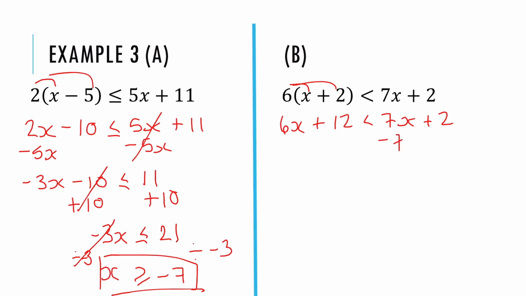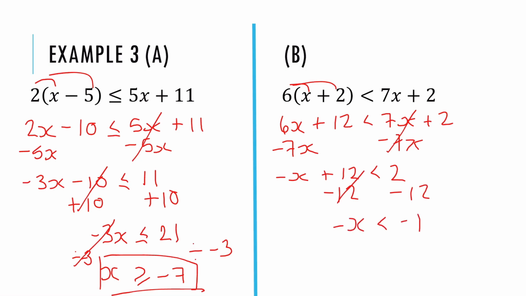I'm going to subtract that away from each side, which leaves me with negative x plus 12 is less than 2. 12 is adding the x term, so I'm going to subtract 12 from either side, leaving me with negative x is less than negative 10. There's a negative 1 in front of that x, so we are dividing by a negative number, which means our sign is going to flip, leaving me with x is greater than positive 10.